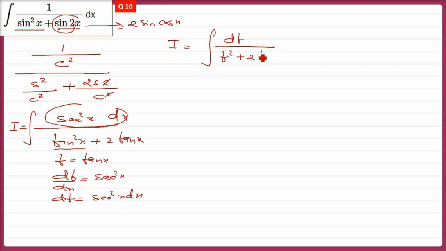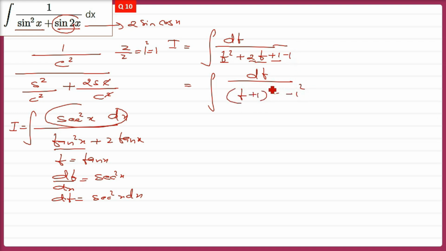But we have to make something out of the denominator. Divide 2 by 2, you will get 1, square it, and then add and subtract it. This is how we make the perfect square. So a square plus b square plus 2ab, dt divided by t plus 1 whole square. t square plus 2t plus 1 is t plus 1 whole square. What is remaining? Minus 1 square. So now you have the formula, that is integration of 1 by x square minus a square, that is 1 by 2a ln, what do we get here? x minus a by x plus a.